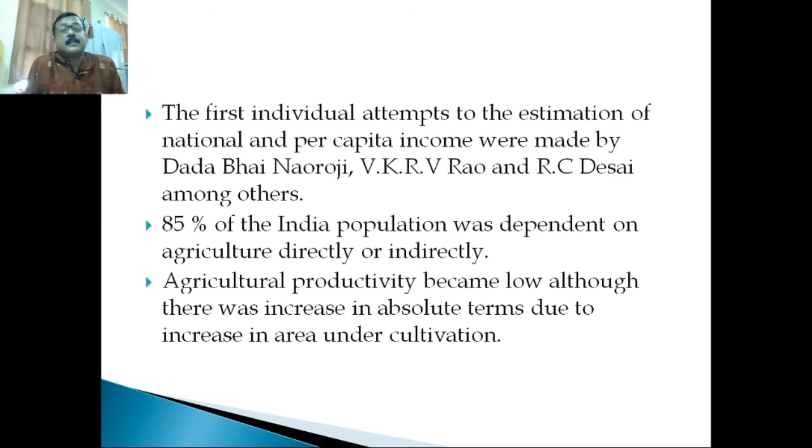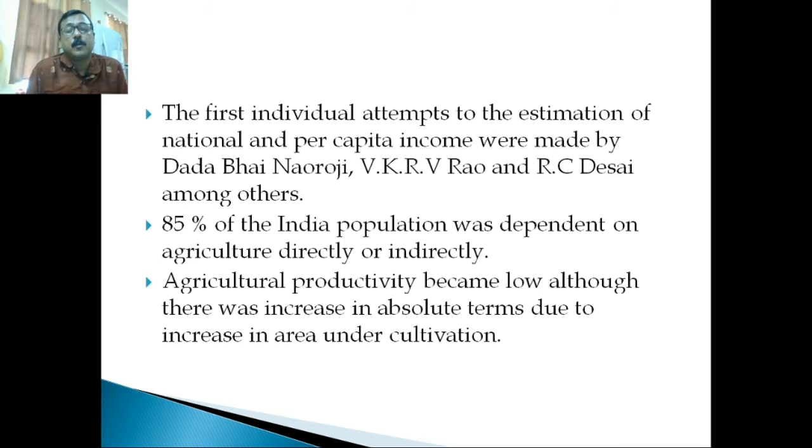Next, the first individual attempts to estimate national and per capita income were made by Dadabhai Naoroji, VKRV Rao and RC Desai, among others. So these were the people who made an attempt to calculate per capita income in India during the British period, because at that particular time the people of India were in a very bad condition.